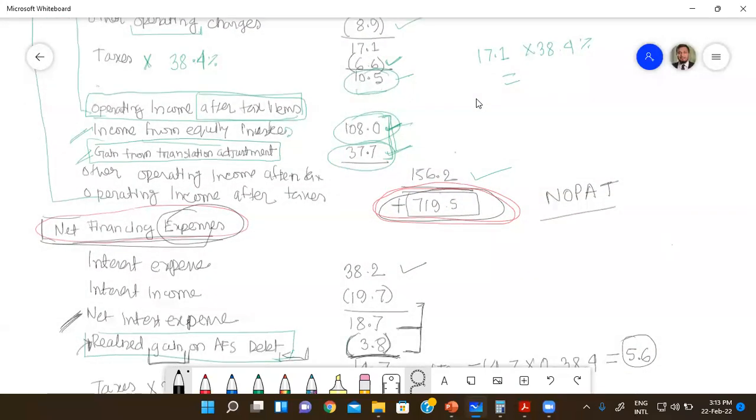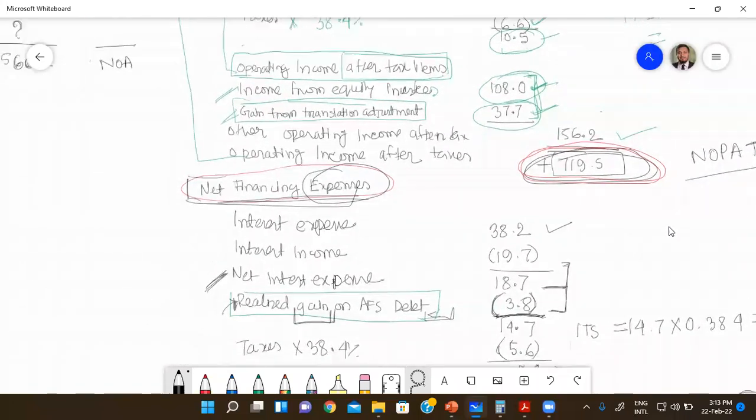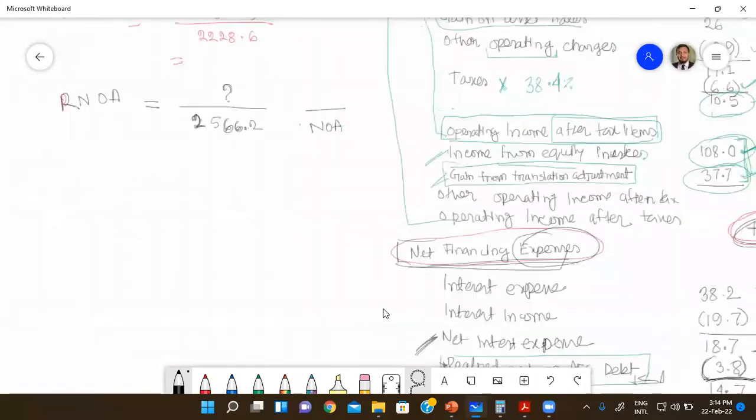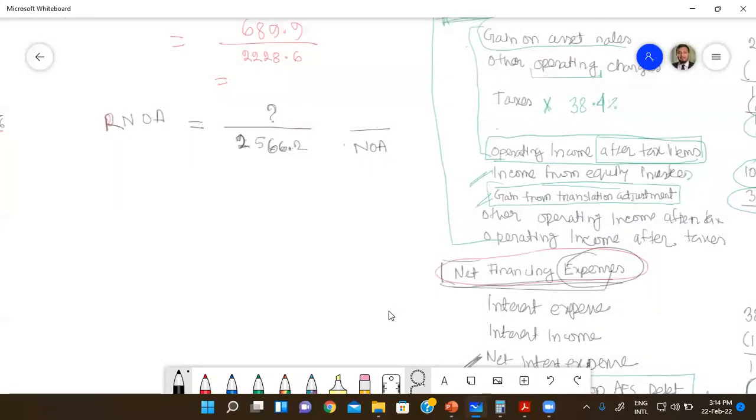Yeah, 719.5. So this is our net operating income after tax from both sales and from other operating income. Okay. So if we take this number here, 719.5, in that case, you get the net operating income. So you'll get this number for return on net operating asset.